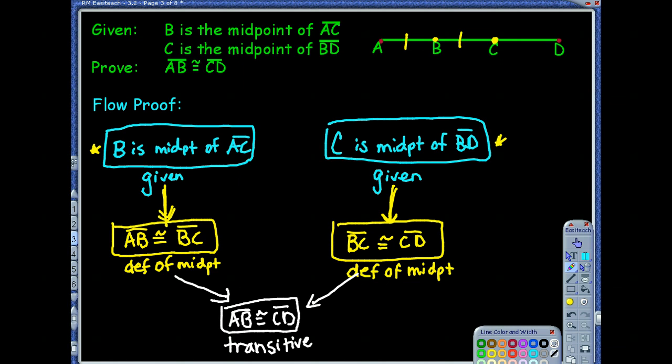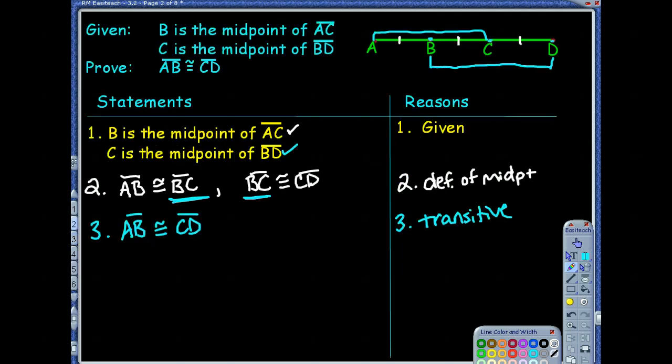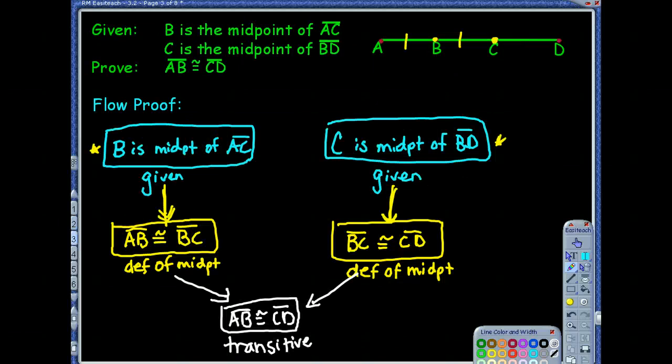So again, the whole idea of the flow proof is just to show that connection. If you look back at our 2-column, the information is exactly the same. It just has a different look. This is flow proof. A lot of times it's great for those that are more visual, to kind of see that connection.